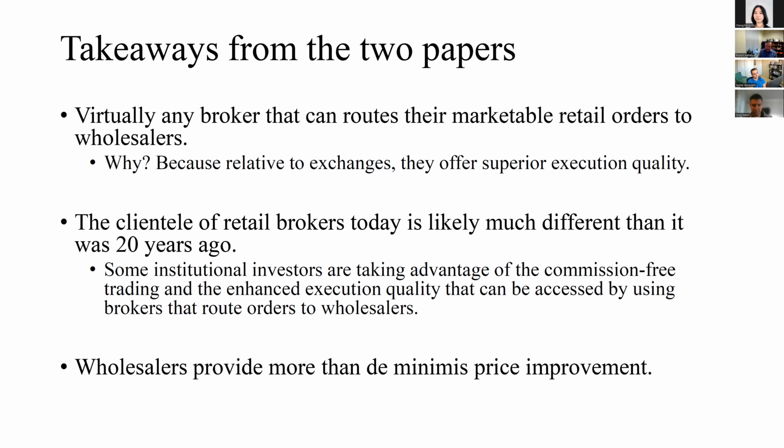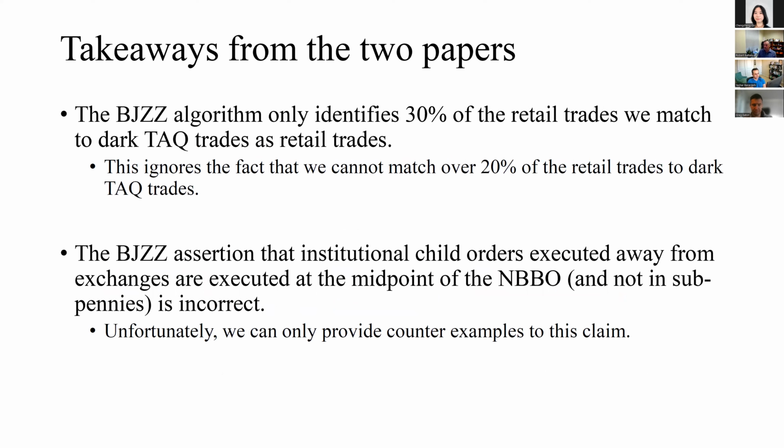And again, it was the de minimis price improvement that was an assumption used by the algorithm to identify retail. So again, consistent with, I believe this number is really close to what Schwartz et al. get, or Barber, Odean, Schwartz, Jorion, and somebody else. I apologize, I think that's close. This ignores the fact that we can't match over 20% of the retail trades to dark trades. So if you included that, maybe that number gets smaller. The assertion that institutional child orders executed away from exchange are executed at the midpoint of the MBBO is patently false. The question is, to what extent is that false? Some are. What we plan to do in the next few months is to try to come up with different ways of examining the types of biases that get introduced by that.